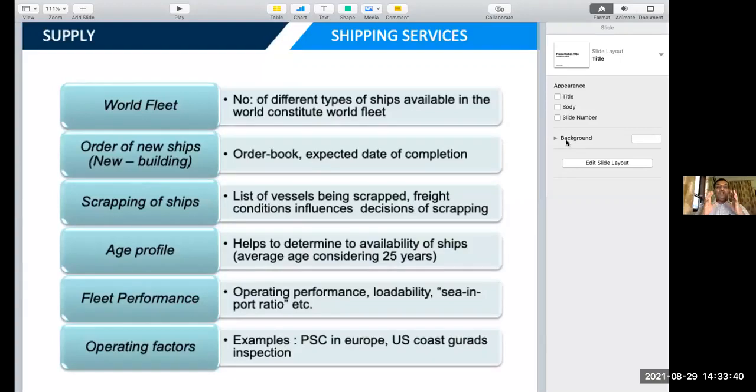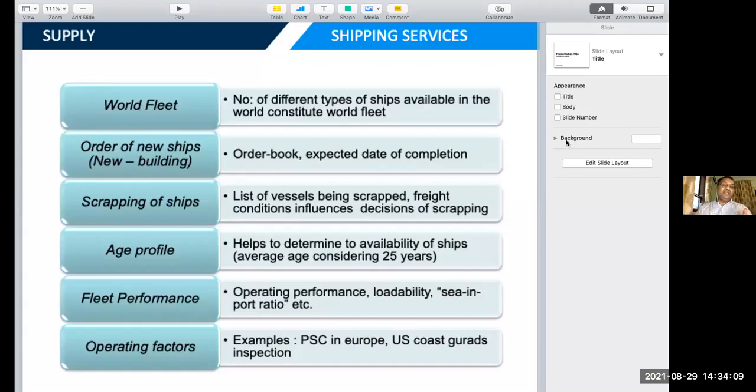So when you are looking at a supply situation, you should not look at the world fleet as such. You should look at each composition. I'll tell you why it is important. Now let us take MR tanker. MR tanker's deadweight is around 35,000 to 45,000. What does MR tanker carry? MR tanker carries clean petroleum products. It carries kerosene, diesel. These are the kind of cargoes that it carries.